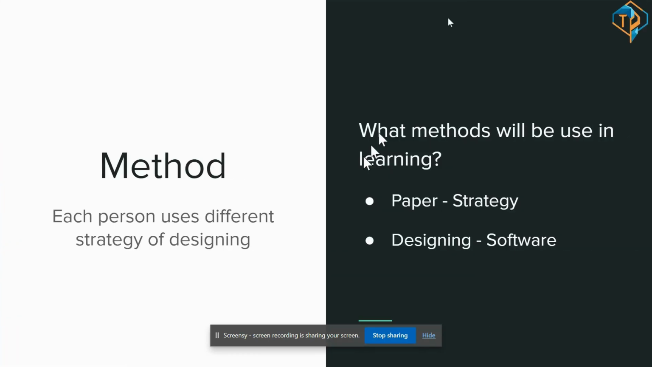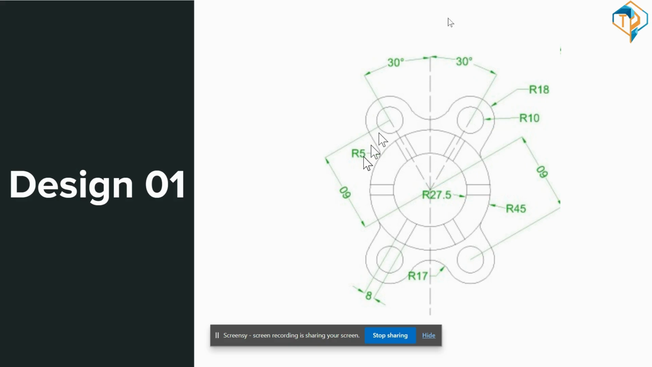What method will I use? Every person uses a different strategy for designing. I use only a simple two-step method: paper and designing. Paper is a strategic work which is required to start the drawing. Firstly, I create the drawing in my mind. I will perform it with different tools, different commands on the NX. Then I will run the software for designing purposes. So let's start with this basic design one.